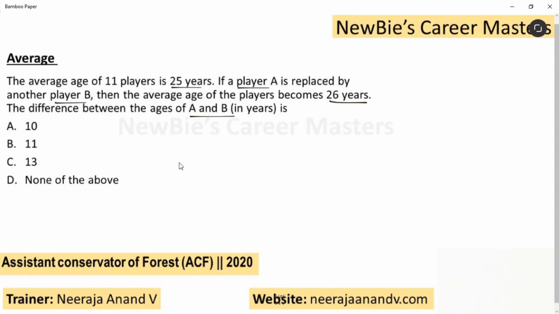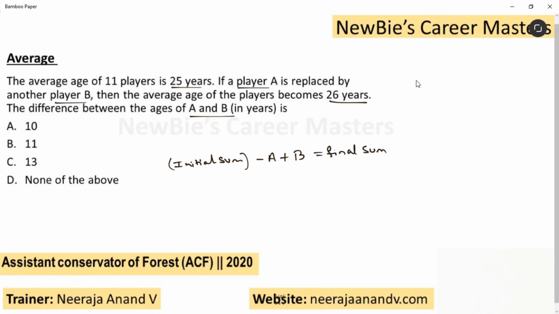Let's take initial sum of all ages of those 11 players. From this, what you're doing? You're removing A and you're adding B to this. That's what they're telling. See, replace means you have to remove the player A from the group and you have to add player B to the group. Am I clear? Okay, then we'll get the final sum. Final sum of all their ages.